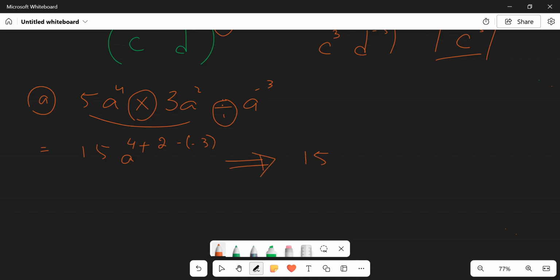15a to the power 4 plus 2. This 4 plus 2 is 6, and minus minus is plus here, so 6 plus 3 gives you 9. Isn't it easy? Okay, this is the answer. Now, next part.